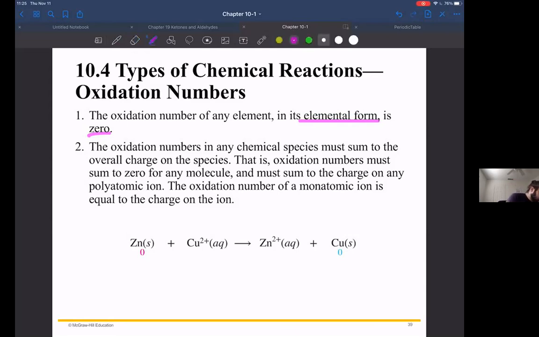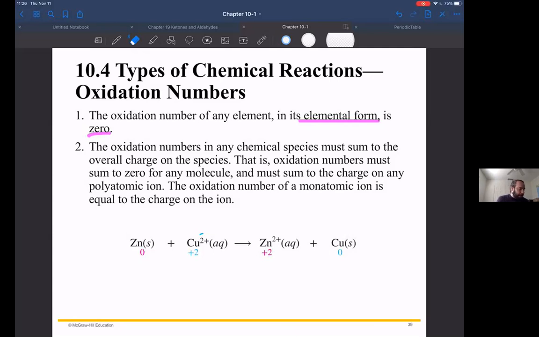Rule 2 is going to be that the oxidation number of any chemical species must sum to the overall charge of that species. Okay, so if we have a copper 2+ ion, that means that the oxidation number is 2+ for that copper ion, right? Because its oxidation number has to be the same as the overall charge on that ion. For zinc, if it's a zinc 2+ ion, that will also have an oxidation number of +2.